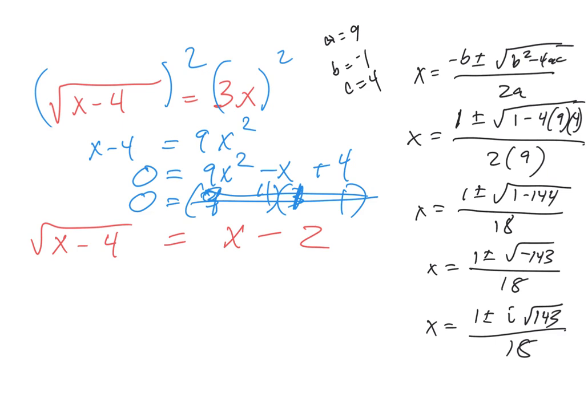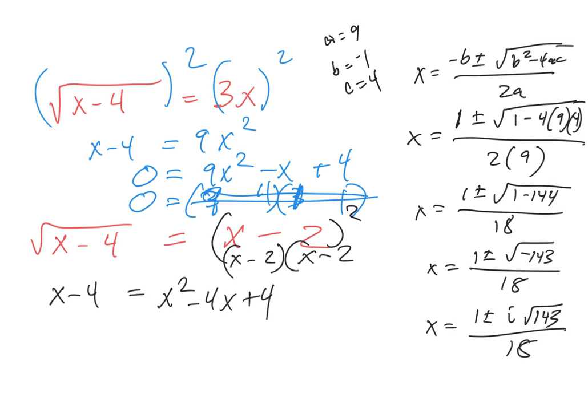Same idea. I'm going to square both sides. So I'm going to have x minus 4 equals, squaring that, x minus 2 times x minus 2, x squared minus 4x plus 4. I'm going to move everything to the right-hand side so it equals 0. x squared, I'm going to subtract x from both sides, so then I have negative 5x. I'm going to add 4 to both sides, so that's plus 0, which is beautiful.